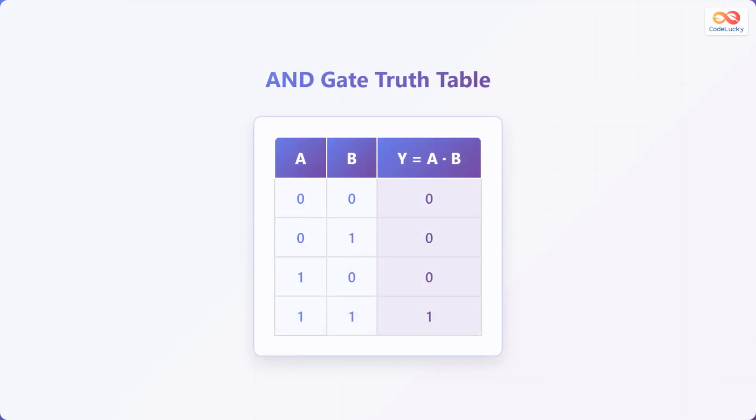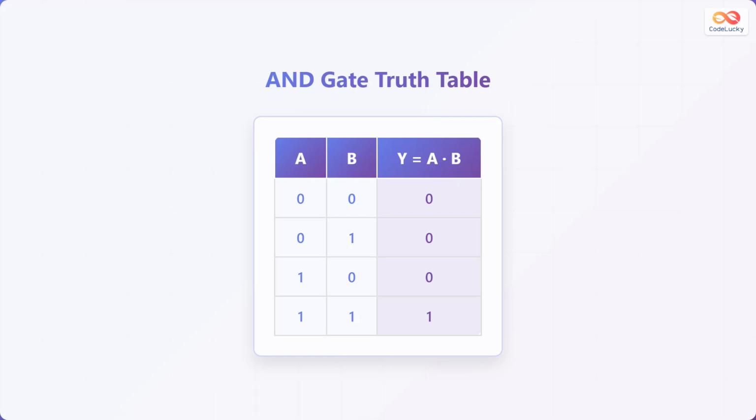This is the truth table for an AND gate. A truth table shows all possible input combinations and the corresponding output. When input A is 0 and input B is 0, the output Y is 0. When input A is 0 and input B is 1, the output Y is 0. When input A is 1 and input B is 0, the output Y is 0. Finally, when input A is 1 and input B is 1, the output Y is 1.